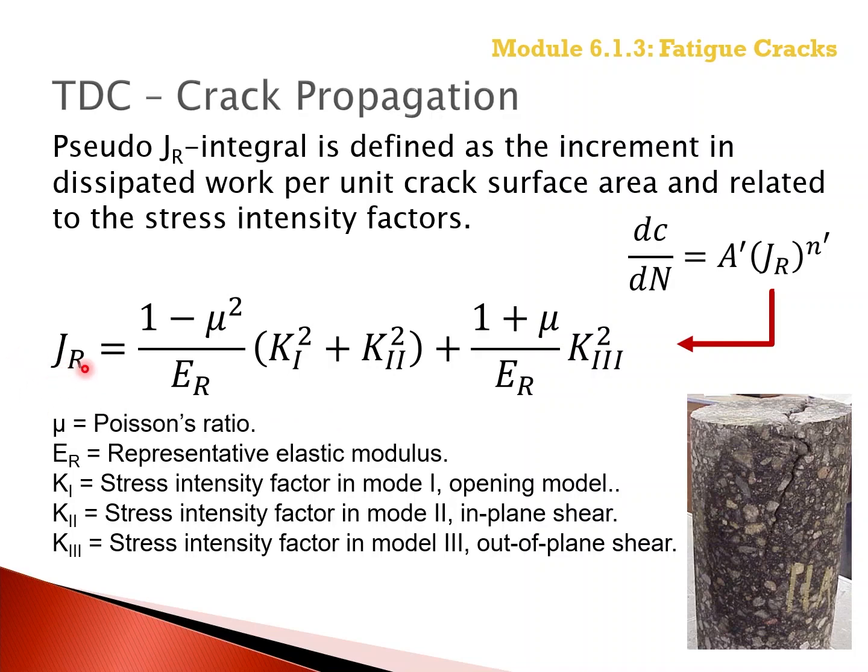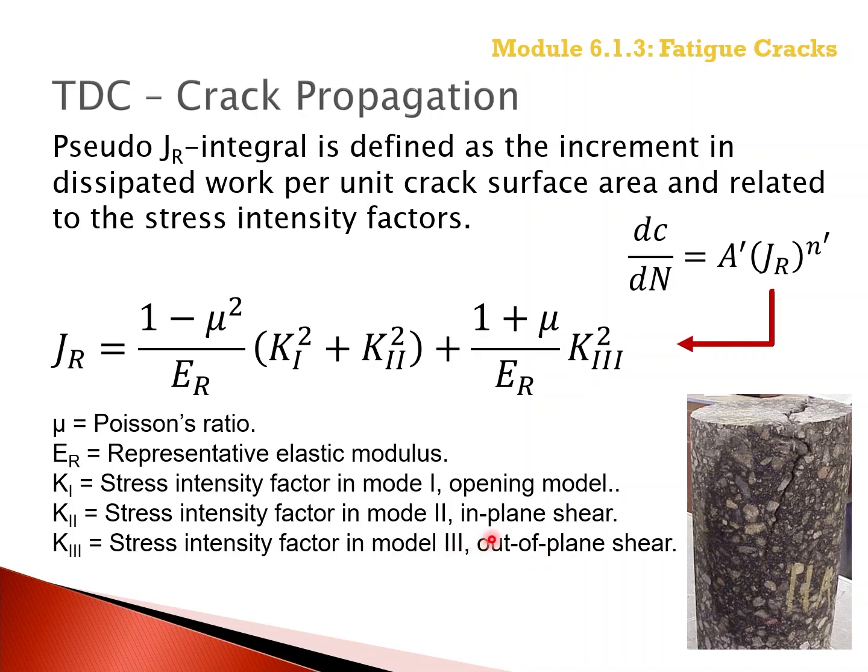So the pseudo J-integral, as just mentioned, is dependent upon Poisson's ratio, a representative elastic modulus of the mix, and then K1, or the stress intensity factor in mode 1, which is the opening mode, K2, which is the stress intensity factor of mode 2, that's the in-plane shear at the crack, and then K subscript 3, which is the stress intensity factor from mode 3, which is the out-of-plane shear.